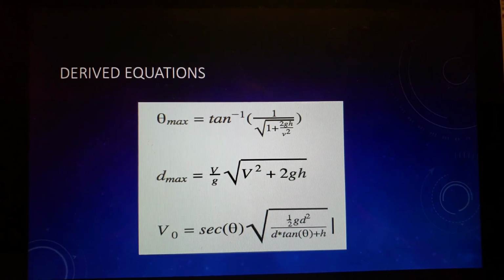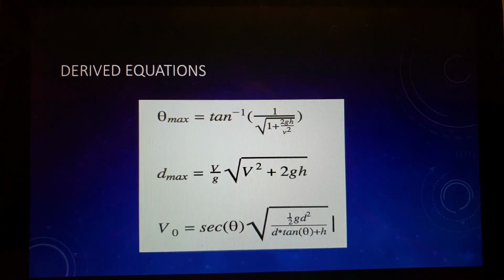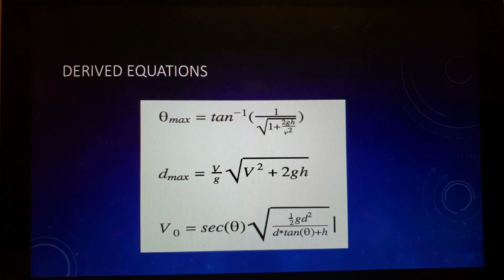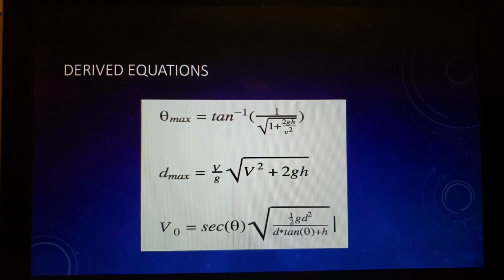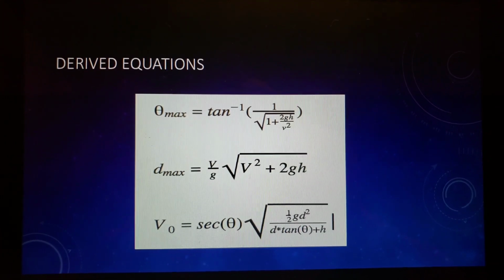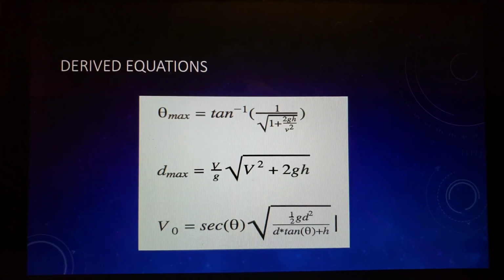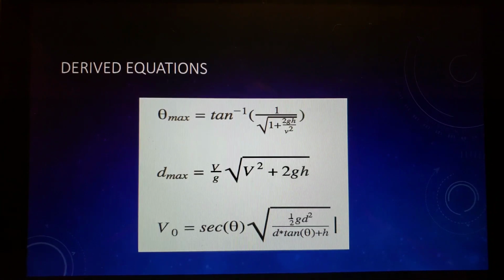Here's a list of our derived equations. The first one was for the optimal angle needed for the maximum distance. The second one is the max distance that would be found, and the third one was what we used to determine what the velocity of each of our experimental data points was.